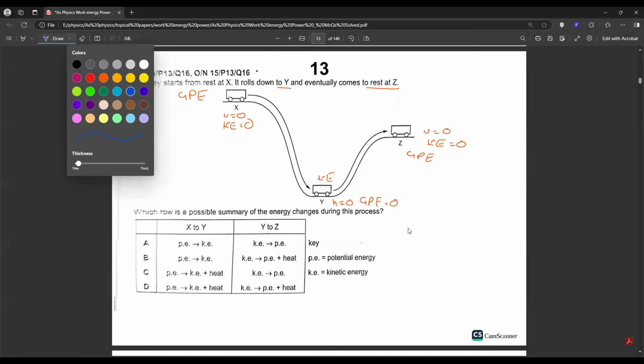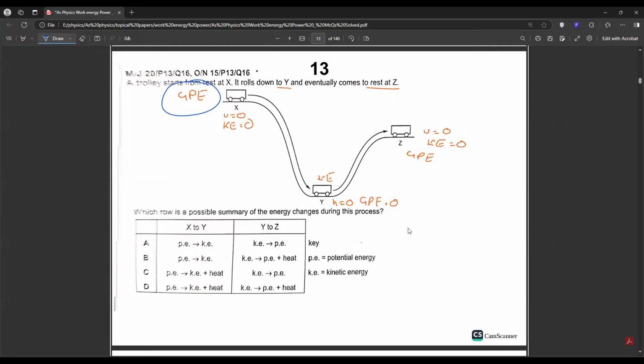So what is happening actually? From X to Y, your gravitational potential energy gets converted into kinetic energy. There is one more thing missing here. Due to friction, there will be some amount of heat as well. So either C or D will be your option. As you go from Y to Z, your kinetic energy gets converted into gravitational potential energy. You are again forgetting one more thing. There will be some amount of heat here as well. Which option is correct? Option D is the correct answer here.